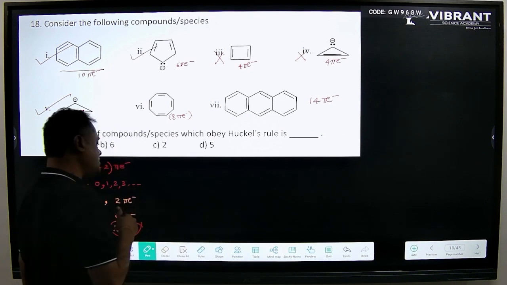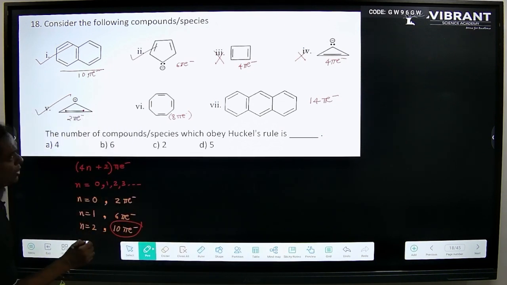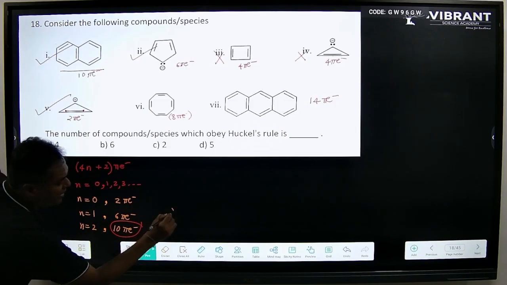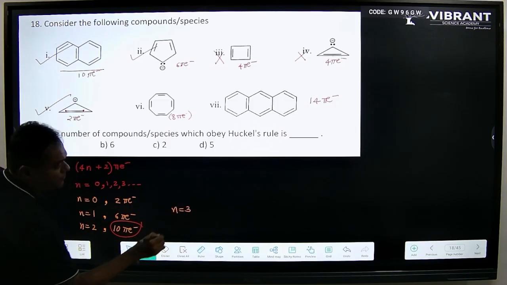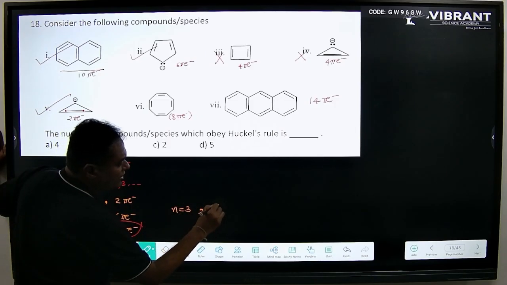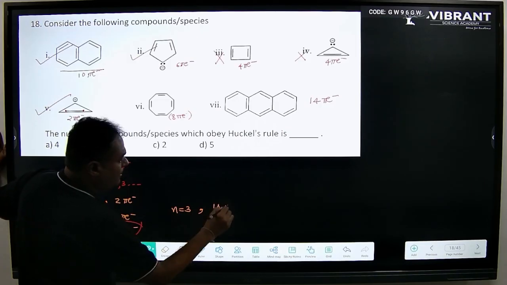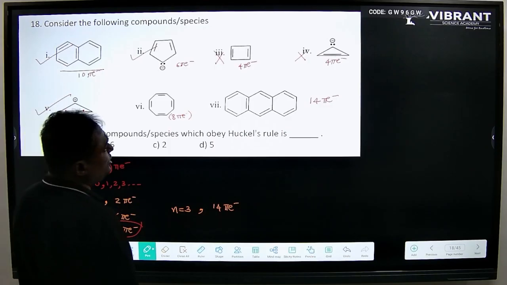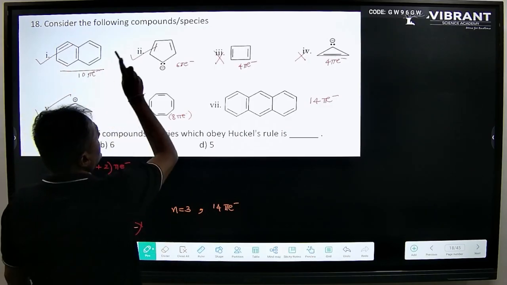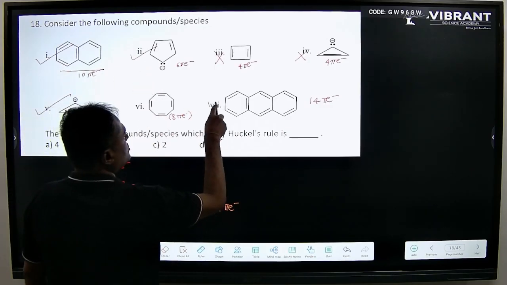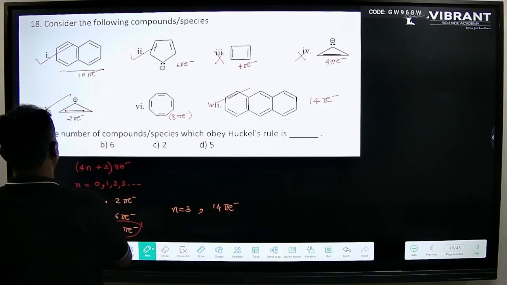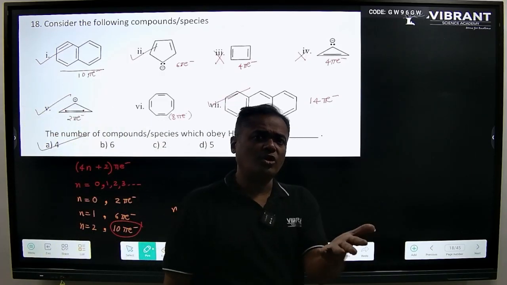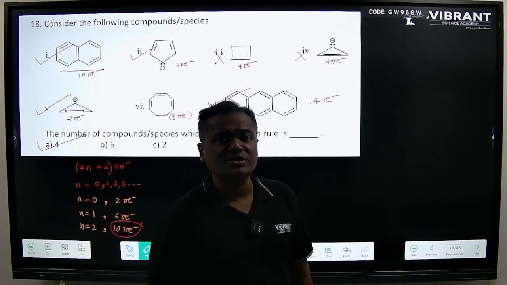Again, 14 comes in Huckel rule. If you want, you can check by putting one more n value. When n is equal to 3, the number of electrons will be 14 pi electrons. That means how many options are correct? 1, 2, 3, and even this one is also obeying it. So there are a total of 4 compounds which obey Huckel rule, and all 4 are aromatic in nature. I hope this is clear.